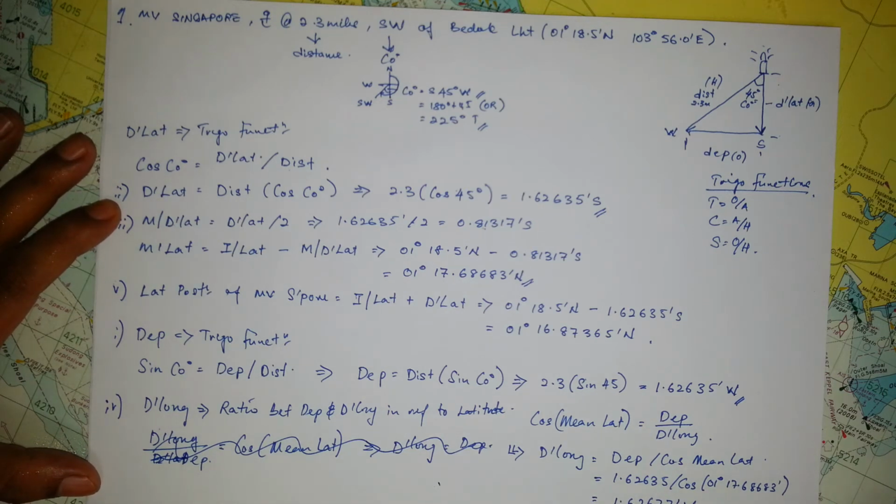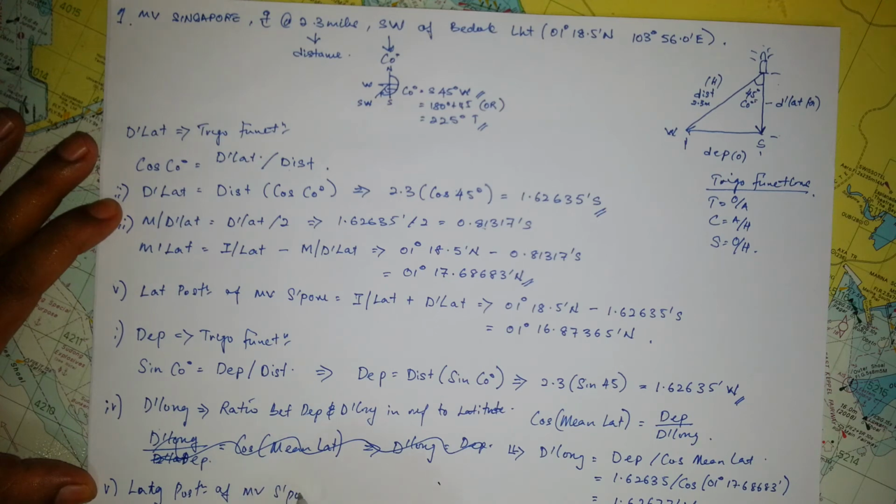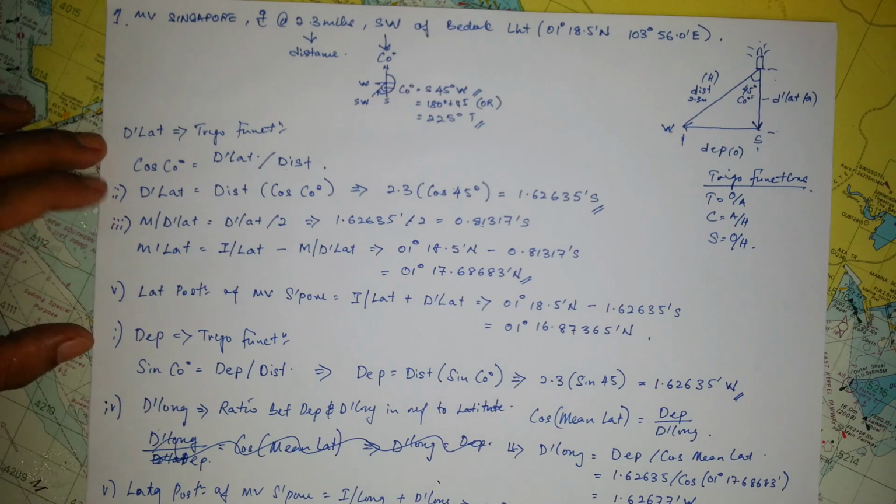Okay, and after getting the DLONG, we will find the longitude position of MV Singapore, which equals the initial longitude plus DLONG. 103 degrees 56 minutes east, plus or minus. The DLONG is west, so it's going to be minus, because of different sign. 1.62677 west equals 103 degrees 54.37323 minutes east. Okay, and so we have solved question 1.